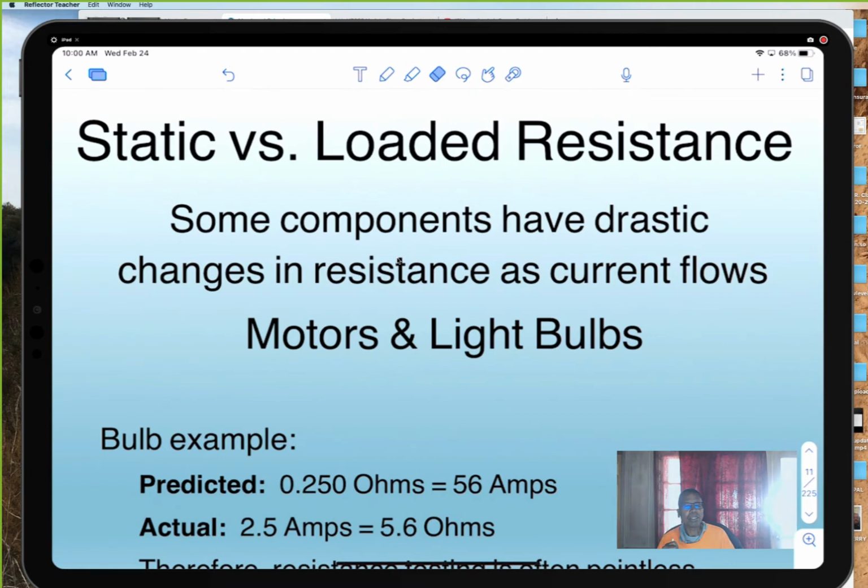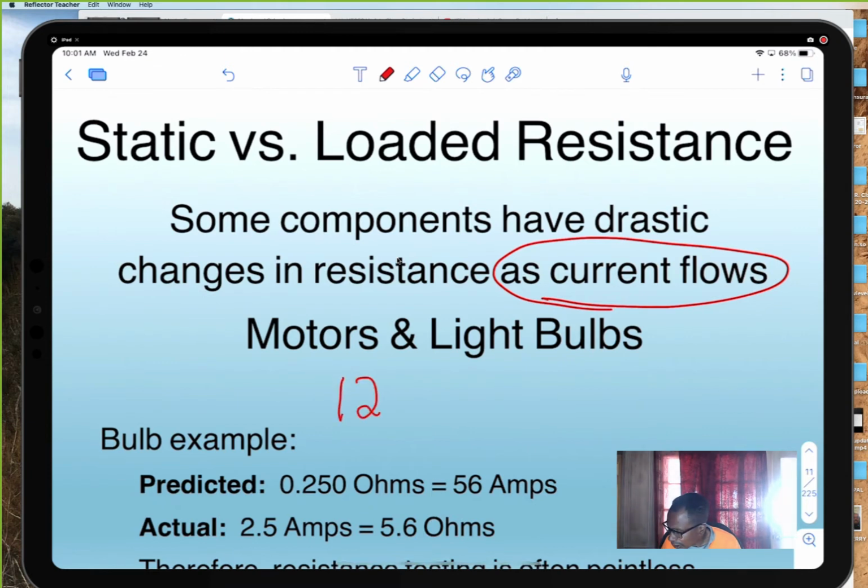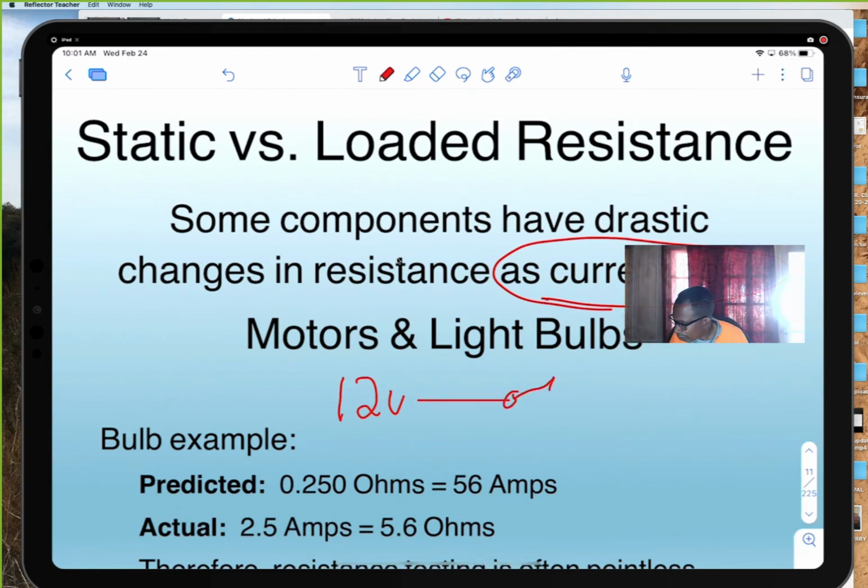Static versus loaded resistance. Some components have drastic changes in resistance as current flows. Motors and light bulbs. Okay. Now, I want to ask you this question here. What has to happen for current to flow? It would be a complete circuit. Yes, it has to be a complete circuit. Otherwise, if I had this circuit here, and now I'm missing a load, so it's still loading.